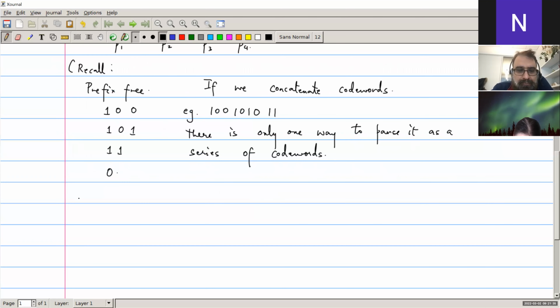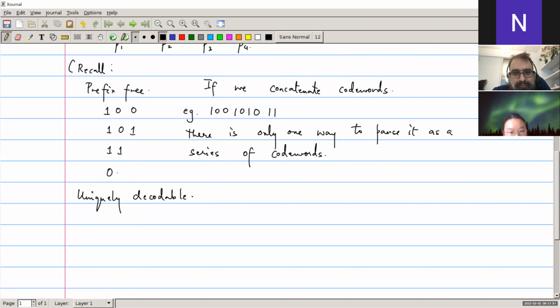And uniquely decodable: the prefix free property is not necessary for this unique decoding. So you can have uniquely decodable code words that are not necessarily prefix free, but which satisfy the same property. If you concatenate code words, there is exactly one way to interpret it.